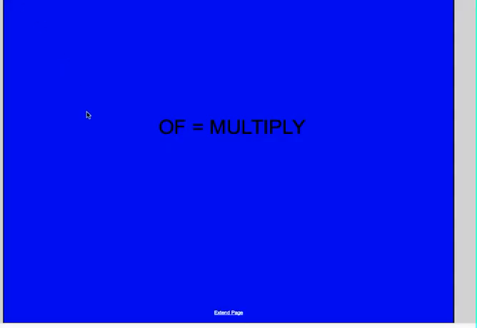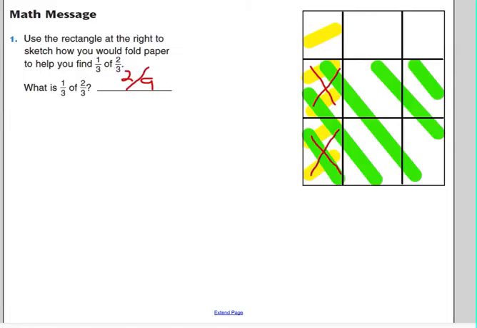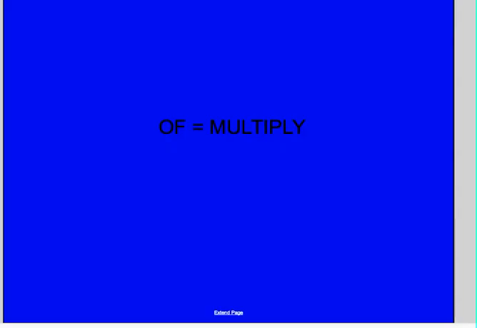Well, today we're going to talk about how that word of means multiply. Okay? When I see a problem that says find 1/3 of 2/3, I can basically take a multiplication symbol and put that right over the top of that word of. It means 1/3 times 2/3. Even if it's a problem with a whole number, like what is 5/6 of 24? That means to do 5/6 times 24.